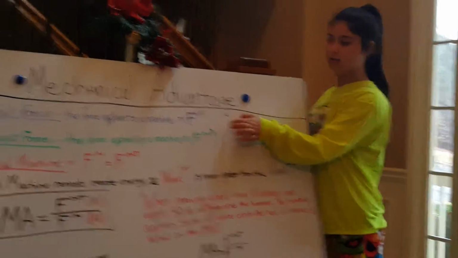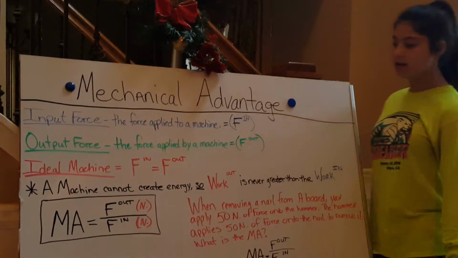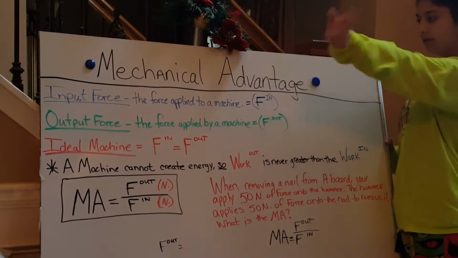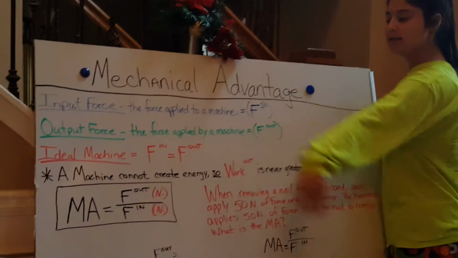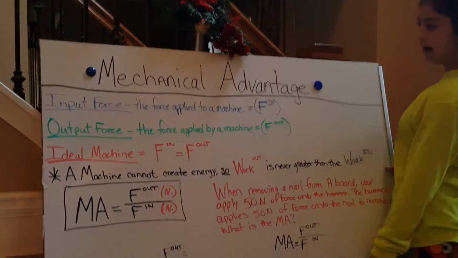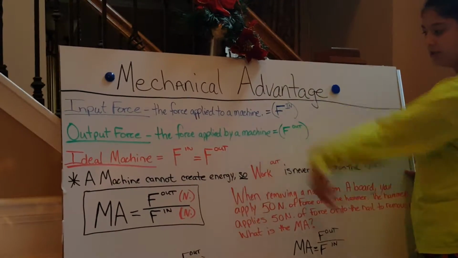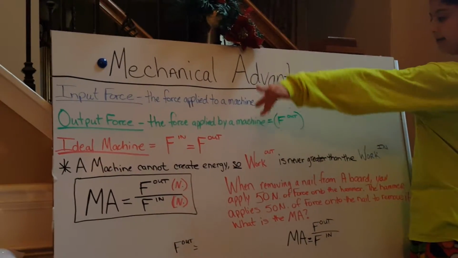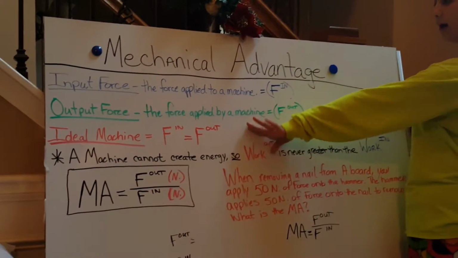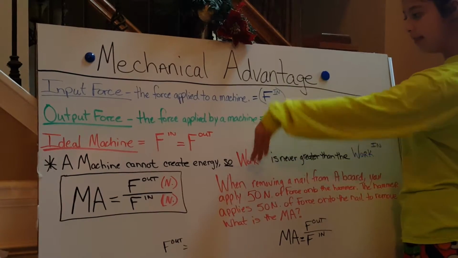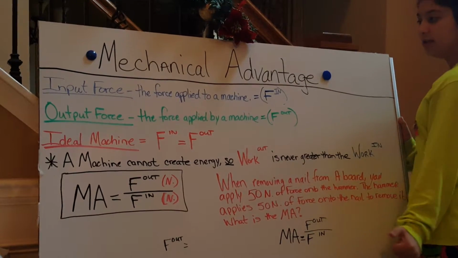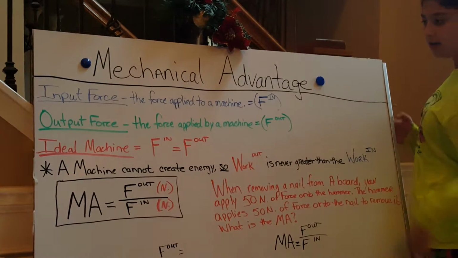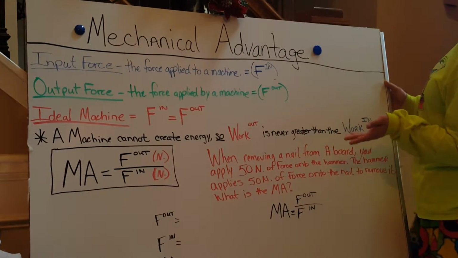And for that, the things that equal mechanical advantage are your input force and your output force. The input force is the force applied to a machine, and that's how you write it out. And your output force is the force applied by the machine, and that equals that.